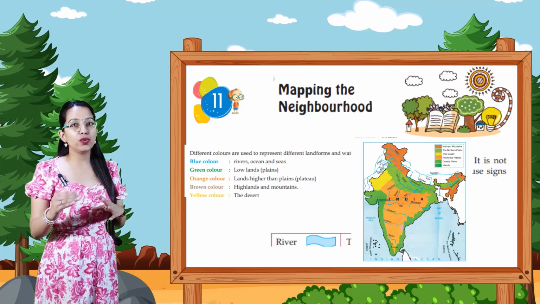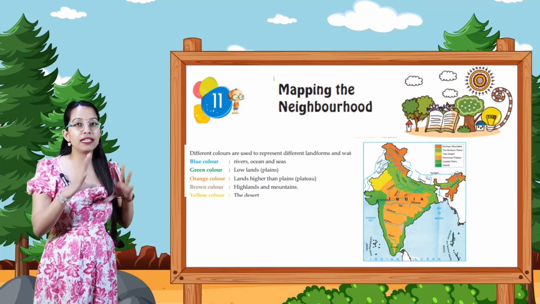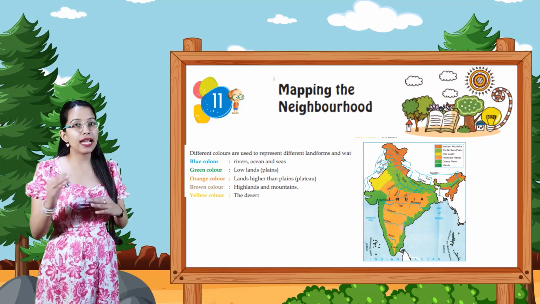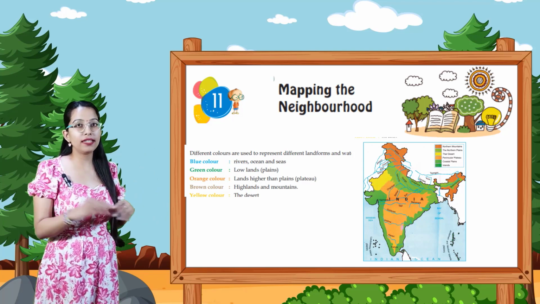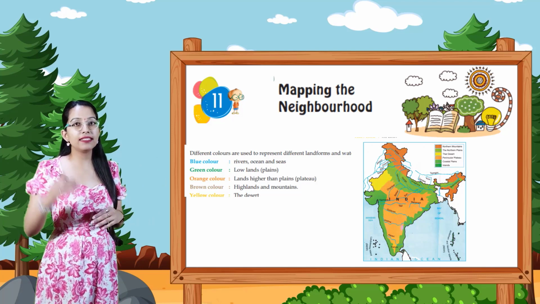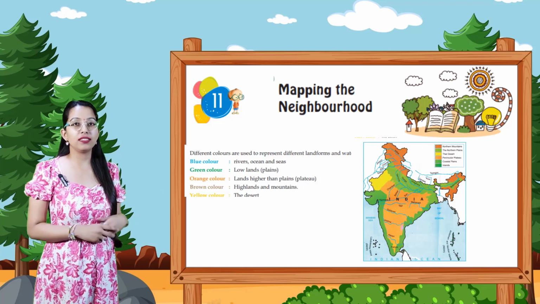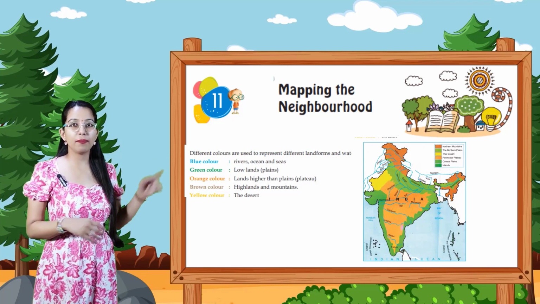Different colors are used to represent different landforms and water bodies. Blue color: river, ocean and seas. Green color: lowlands, plains. Orange color: lands higher than plateau. Brown color: highlands and mountains. Yellow color: the desert. Look at the map, students.